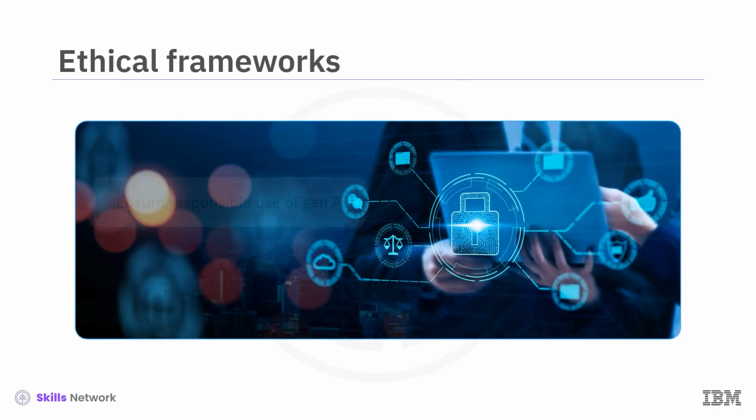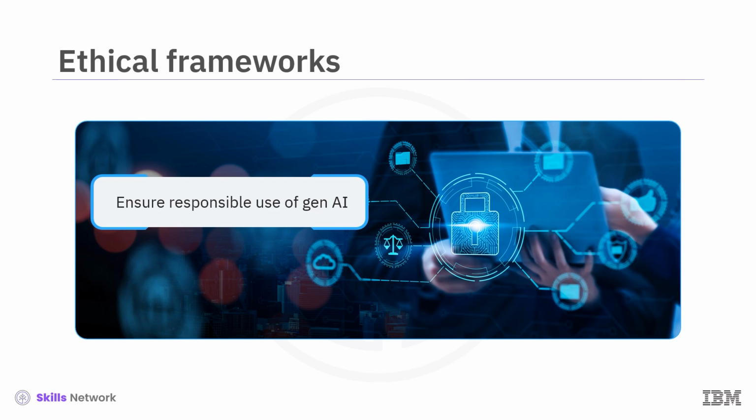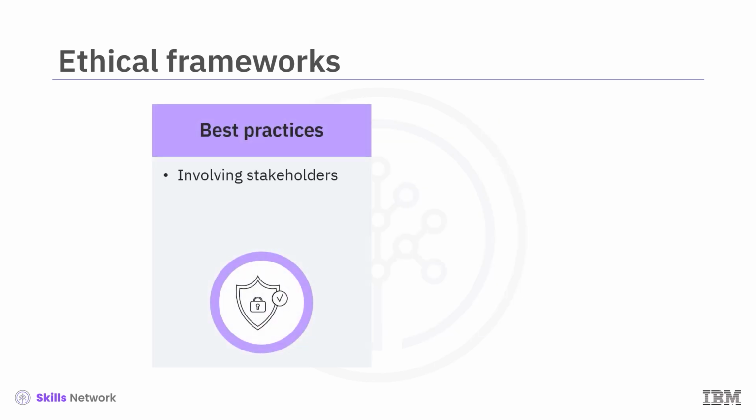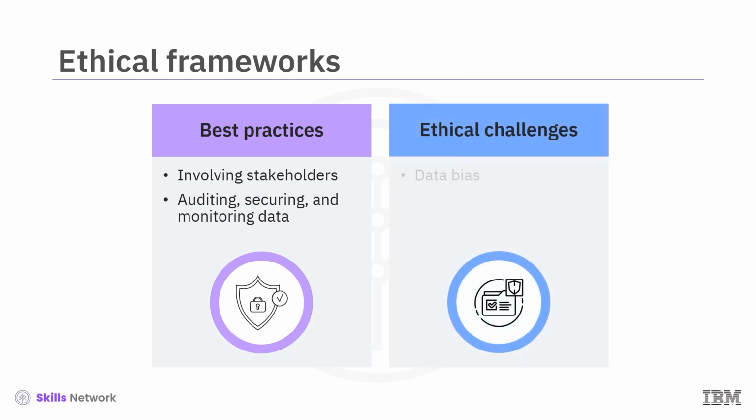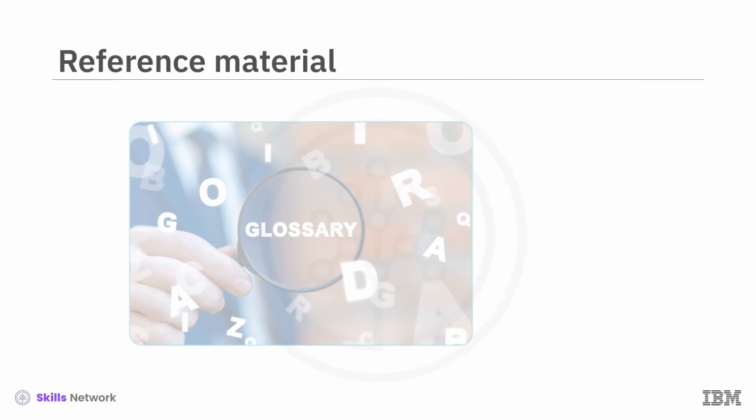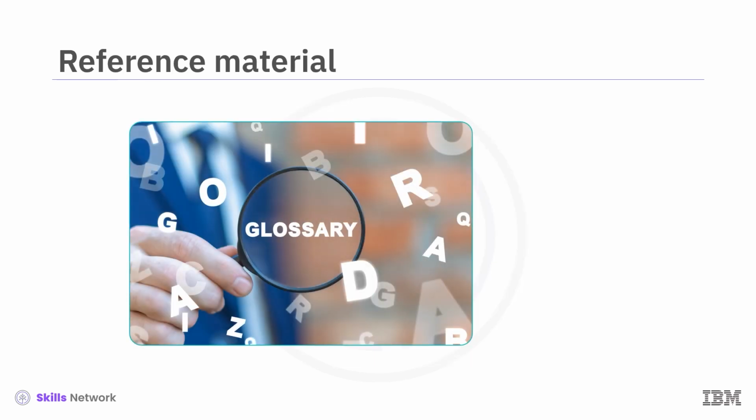However, the ethical framework ensures the responsible use of Gen AI in education by promoting transparency, fairness, accountability, inclusivity, and data privacy. Best practices, such as stakeholder involvement, auditing, securing data, and regularly monitoring data, are essential for the ethical use of Gen AI. Ethical challenges such as bias, data privacy, and AI accountability require proactive measures such as diverse training data, safe storage, and transparent policies. You've now reviewed some of the fundamental concepts covered in this course.